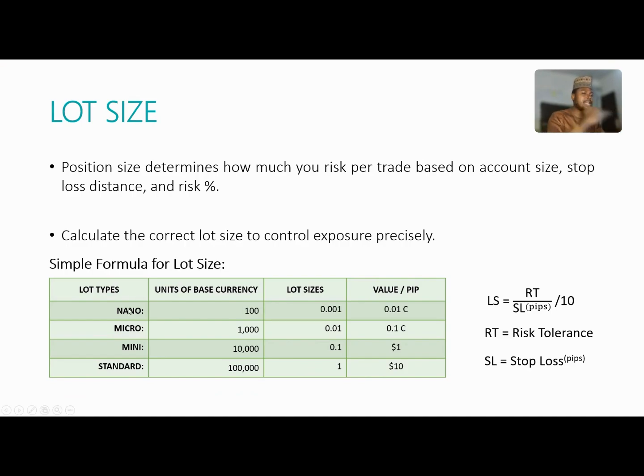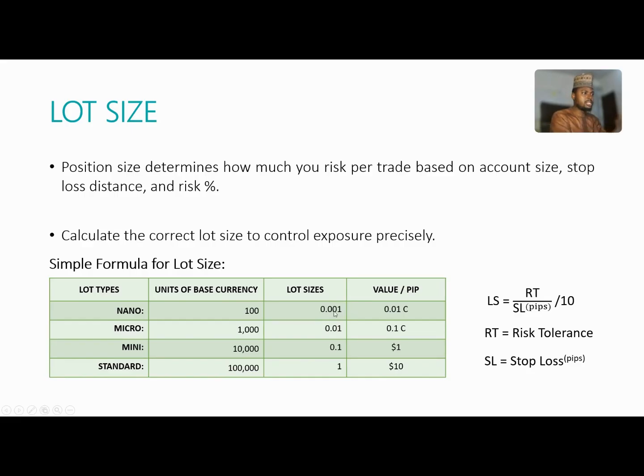So the first class that we have on lot size is what we call nano. Nano has units of base currency like 100. For example, if you put $1, they are going to times it by 100. So which lot size are you going to use for that level? It is going to be 0.001. I'm just trying to read this table to you. It's 0.001.